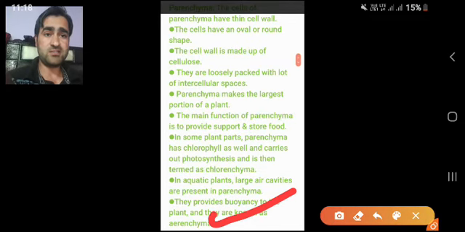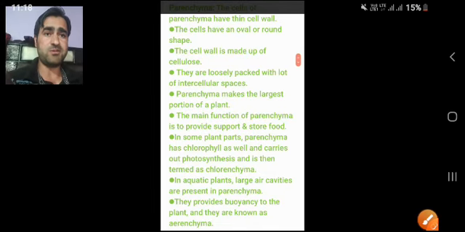In certain cases you will find chlorenchyma. Chlorenchyma is nothing but parenchyma having chlorophyll in it and carrying out the process of photosynthesis. While in water plants or aquatic plants, you have parenchyma modified as aerenchyma. So aerenchyma again is nothing but parenchyma cells with large air cavities. So that is the parenchyma tissue.